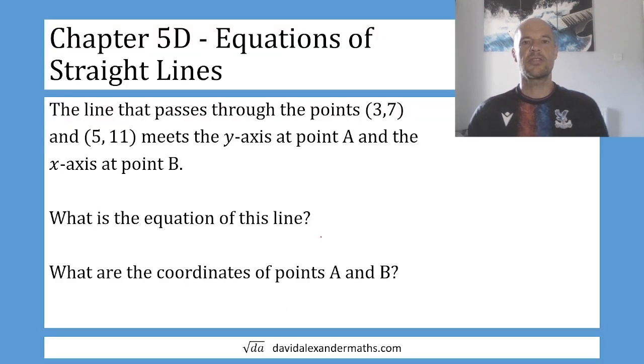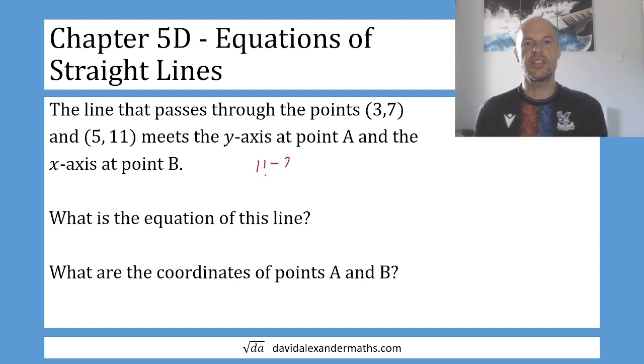The line that passes through the points (3, 7) and (5, 11) meets the y-axis at point A and the x-axis at point B. So what is the equation of the line? For the equation of the line I'm going to have to work out the gradient and the y-intercept. So do the gradient first.